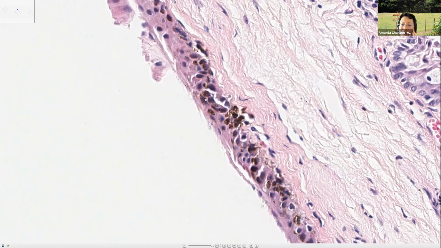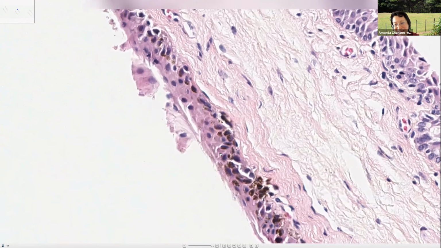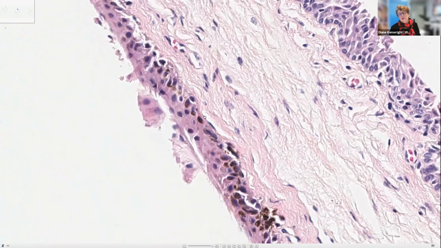What do you think, Diane? I thought the top might have been lost as well because it's not maturing normally. I would have put this at about 50%. So 1 to 2. Yep. And the nuclei?